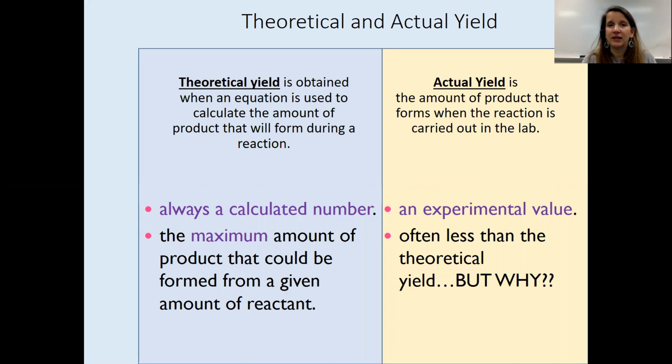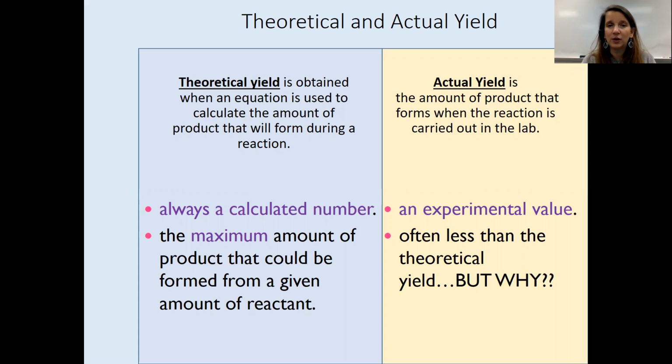Theoretical yield is what you calculate from the amount of reactant that you started with in the problem. So you have to determine how much product you should have made. When you do the stoichiometry sequence, that will tell you how much product you should have made. That is your theoretical yield.